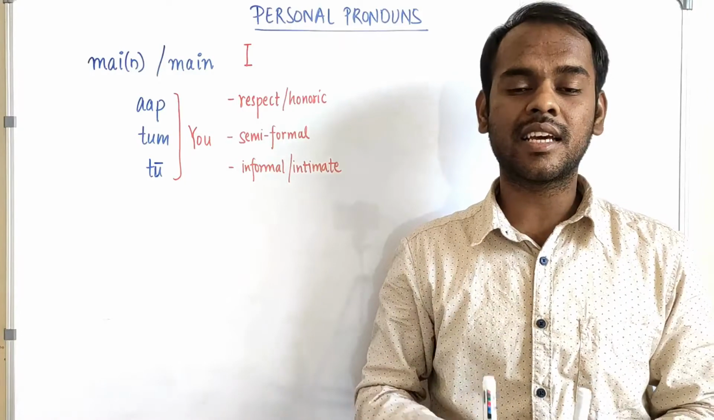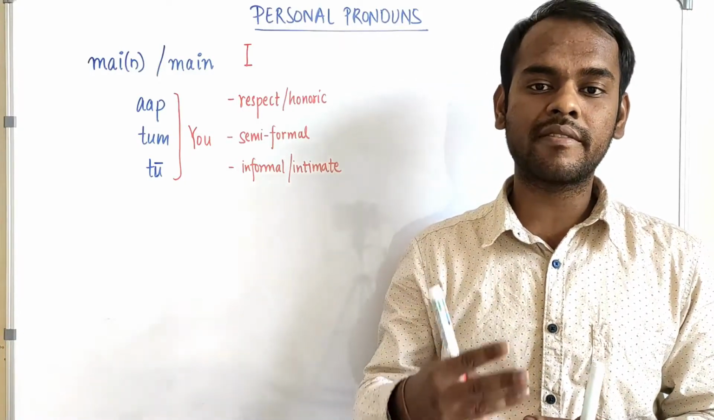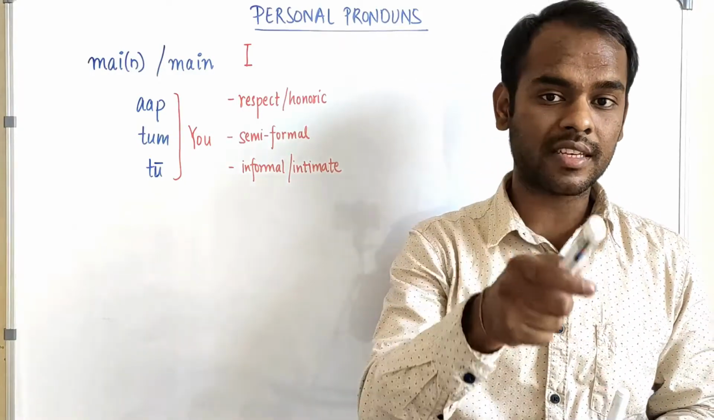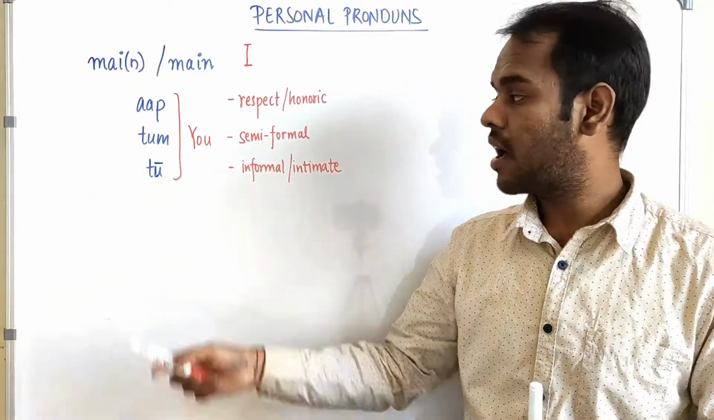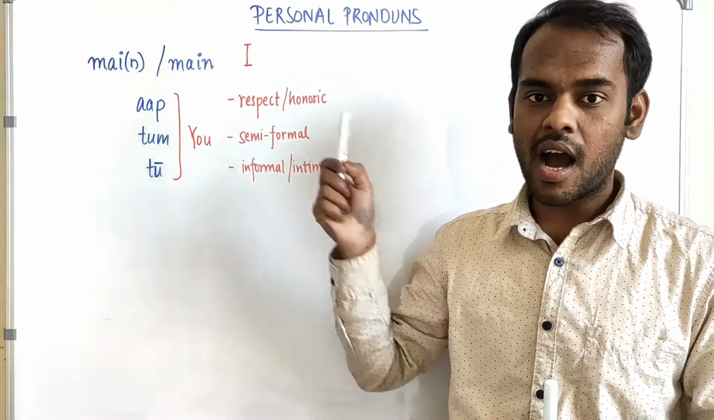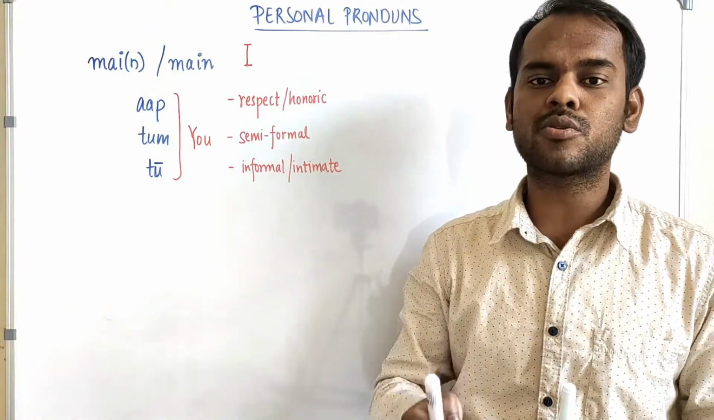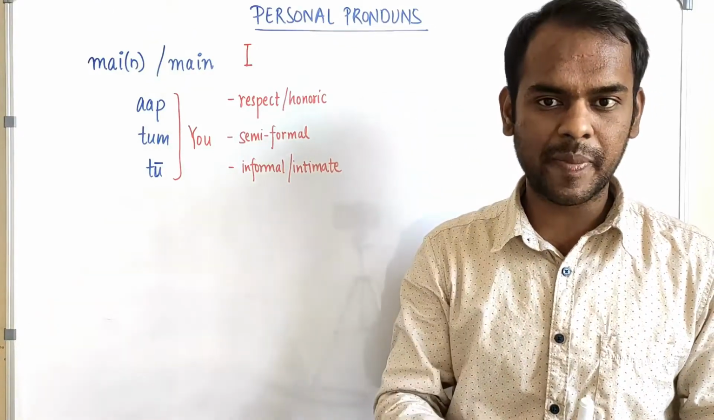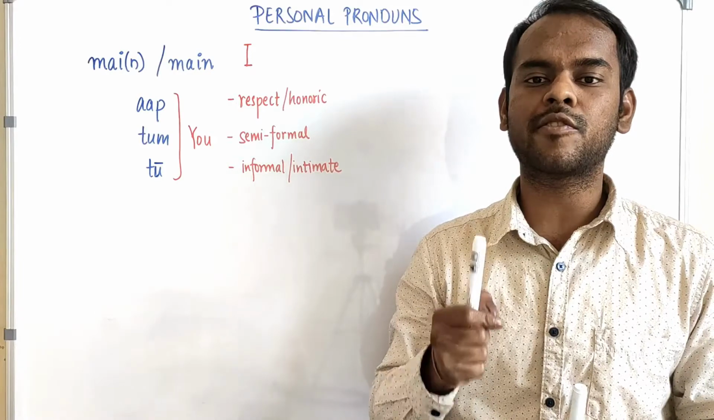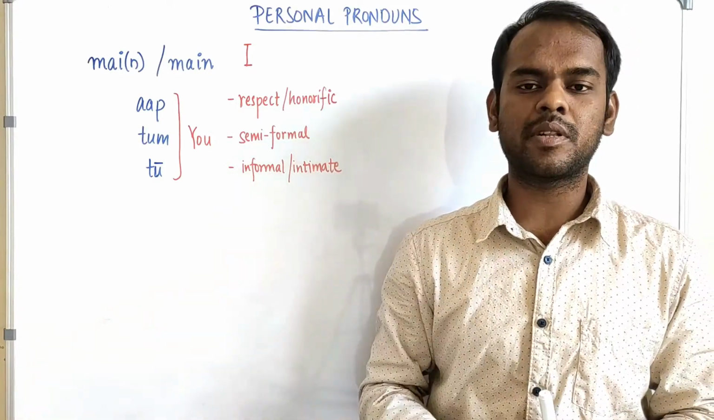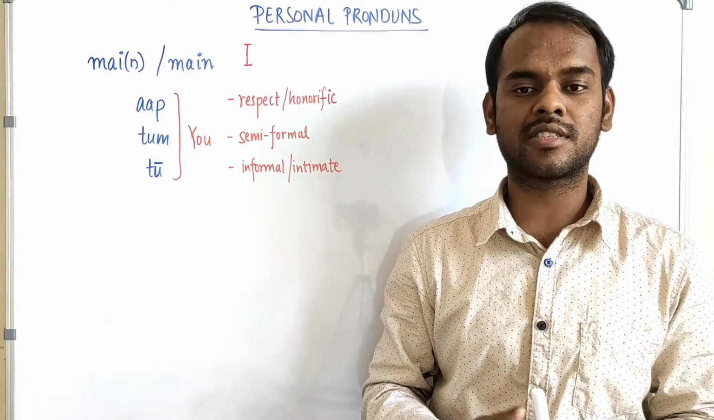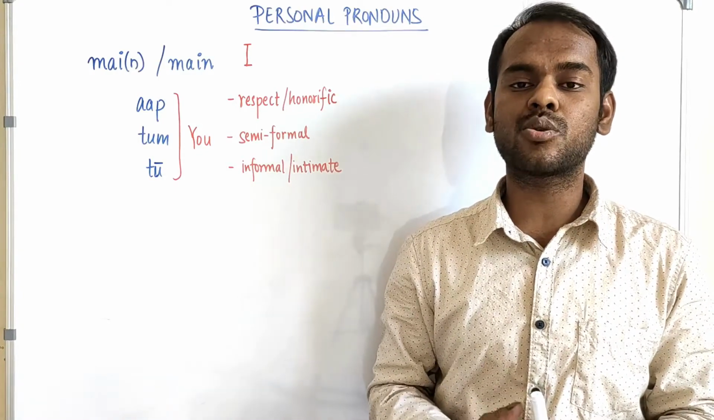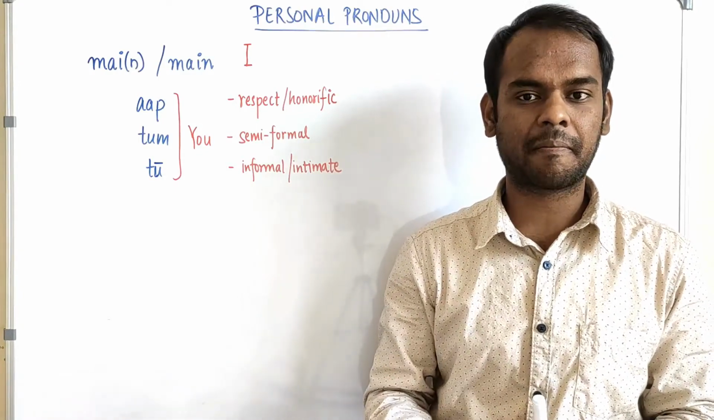Then in Hindi we have 3 levels of courtesy for the second person. The highest level is aap. Aap is used when you want to treat someone with respect or in a formal situation. For example, your parents, your grandparents, your elders, your bosses, your seniors, or a person you have recently met.